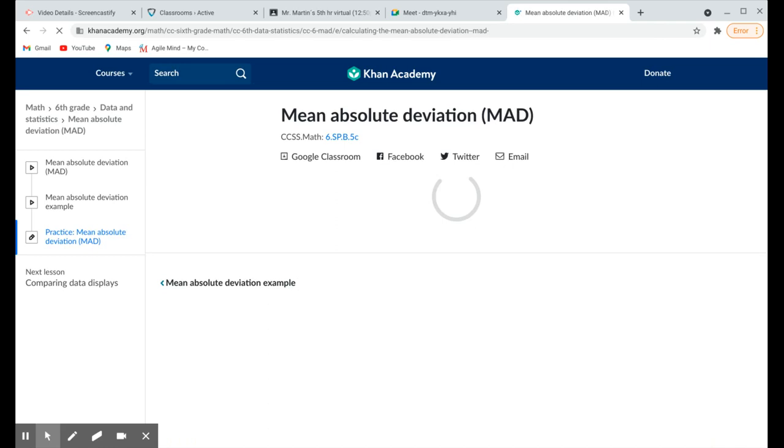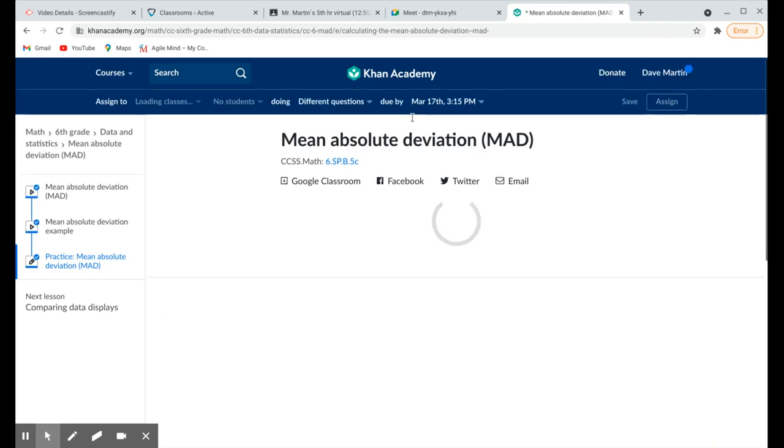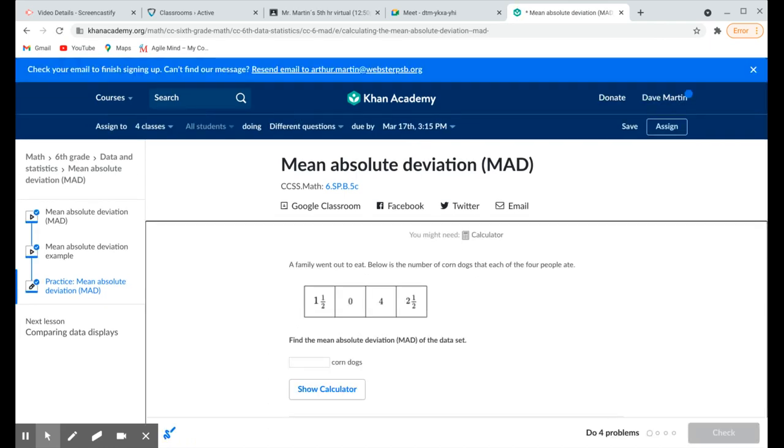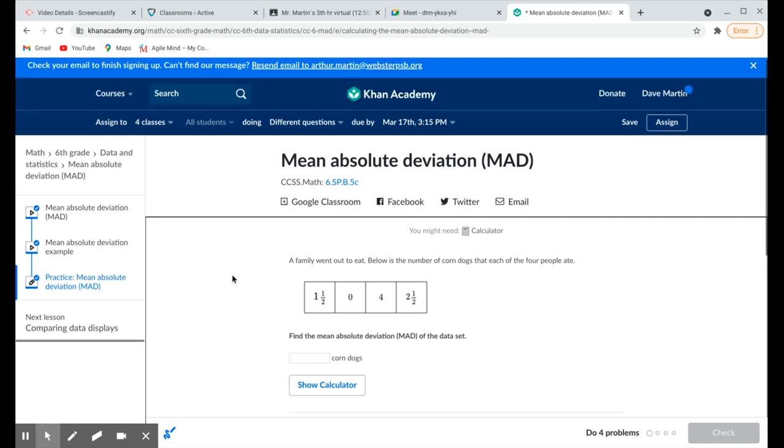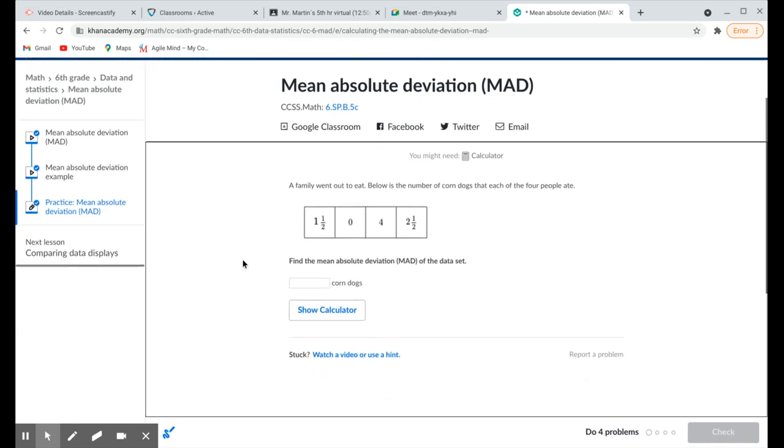So looking at this, we have our mean absolute deviation that we've been studying. Now, this is something that most of us learned in the 6th grade. However, COVID struck last year and a lot of people did not get to this. So since they didn't, that's why we're covering it now. It says a family went out to eat. Below is the number of corn dogs that each of the 4 people ate. One of them ate 1.5, one ate 0, one was starving and ate 4, and the other person ate 2.5. 4 corn dogs. I'd be wanting to throw up.